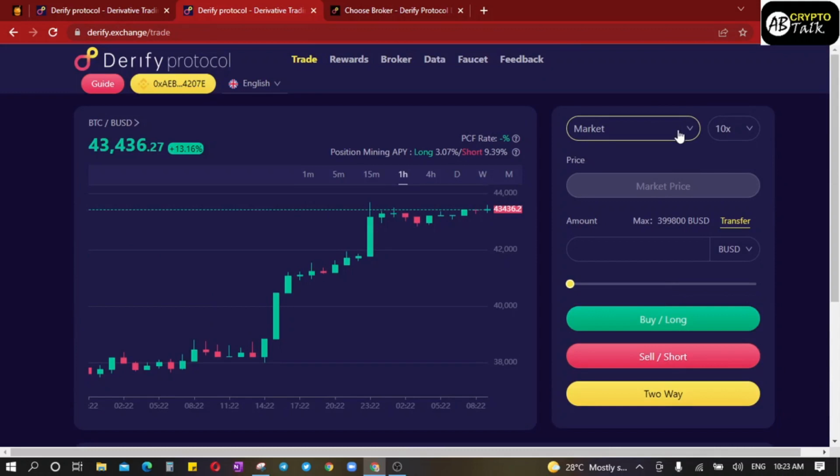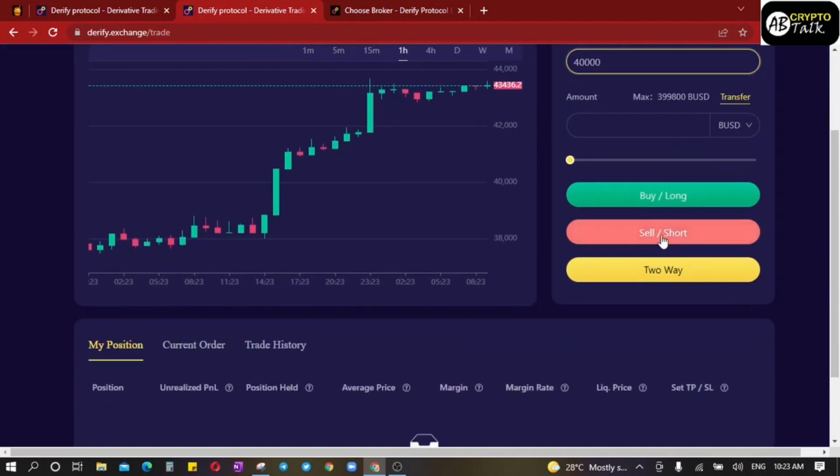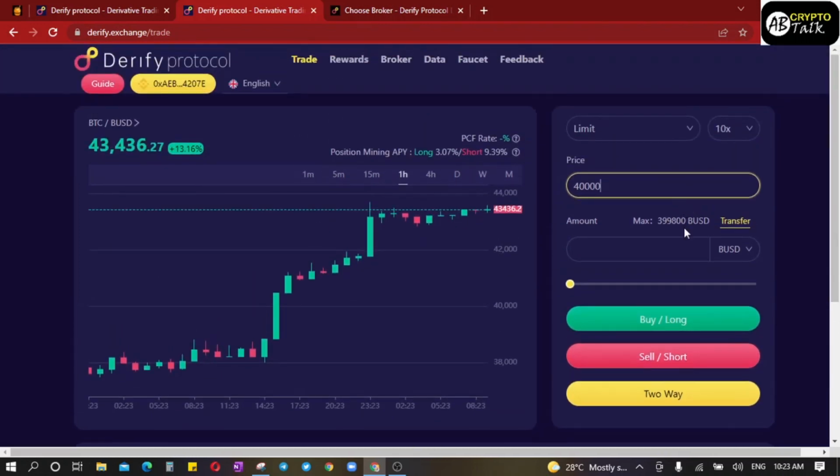Remember, we used the market buy, you can also use the limit buy. If you are using a limit buy, it means you are going to wait. Let's say I'm setting my buy price at $40,000. What this means is, if the price of Bitcoin dips to $40,000, I will go long. That means I will buy. The trade will be executed. It will go long. That is what this actually means.